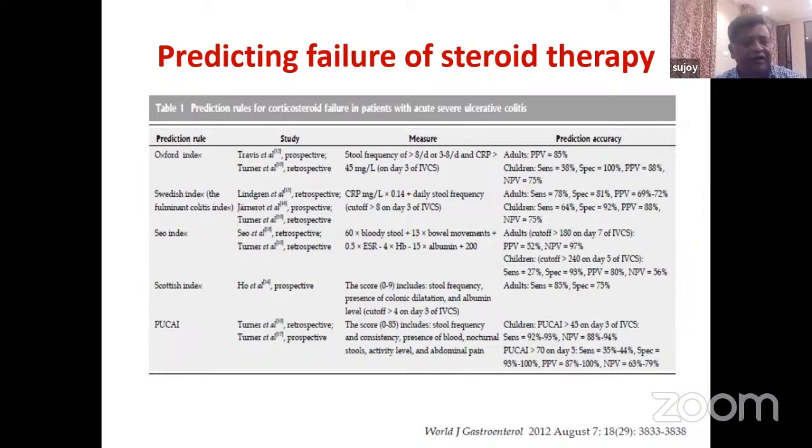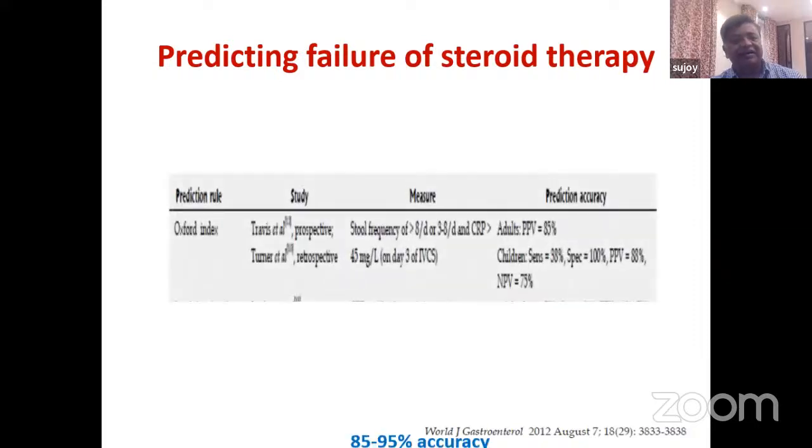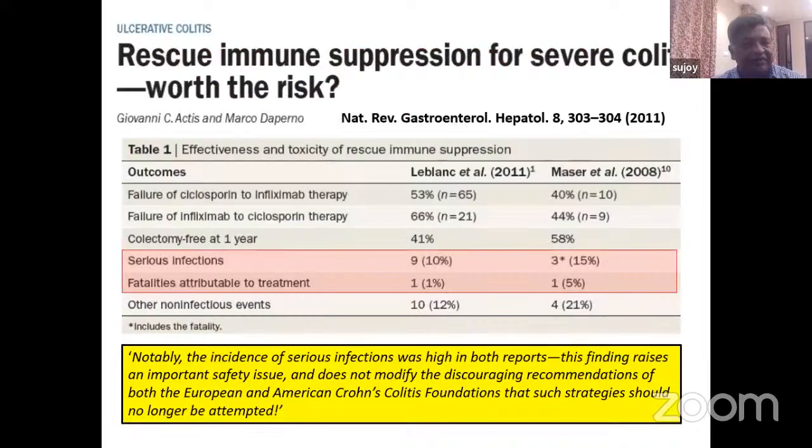Now, it is also important to realize that if medical rescue is being contemplated, the team at hand should be well-versed and experienced in dealing with the management of such a sick patient and the use of biological agents in such a situation. And this is the study I was referring to, where medical rescue was shown to be prohibitively toxic with increased morbidity and mortality.